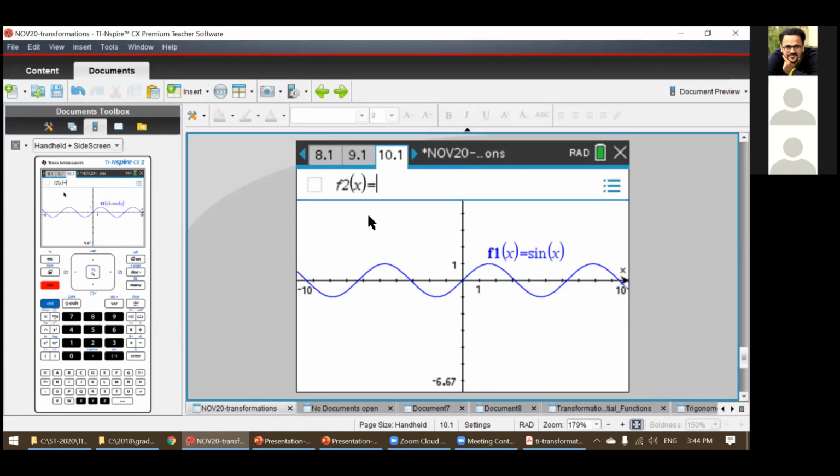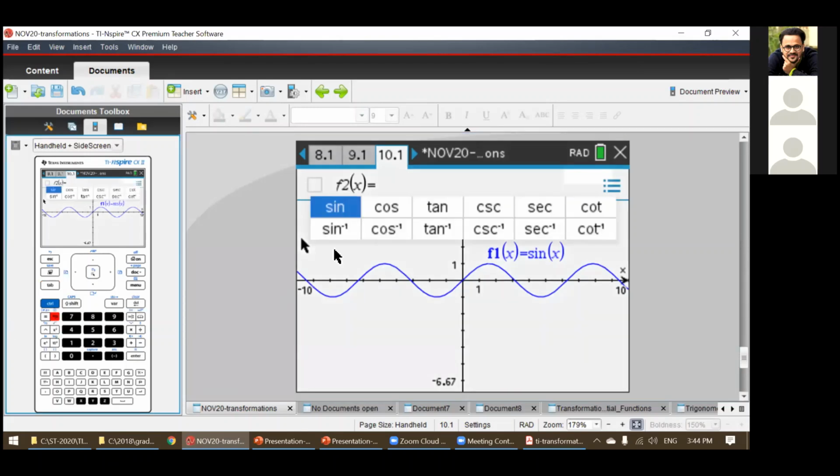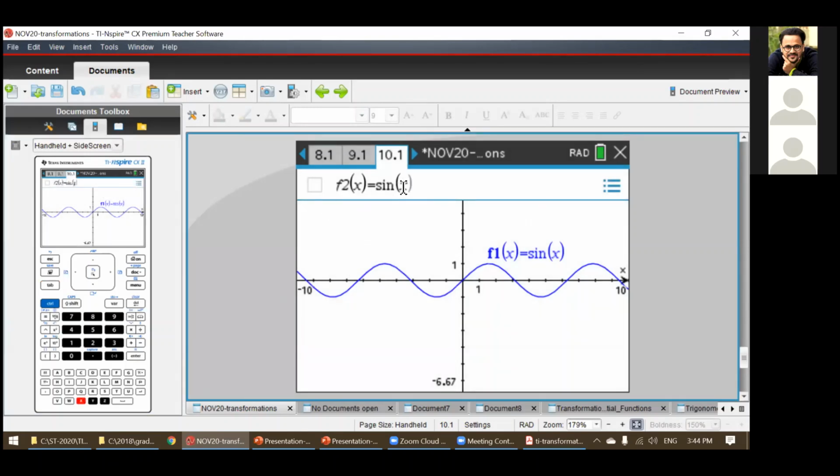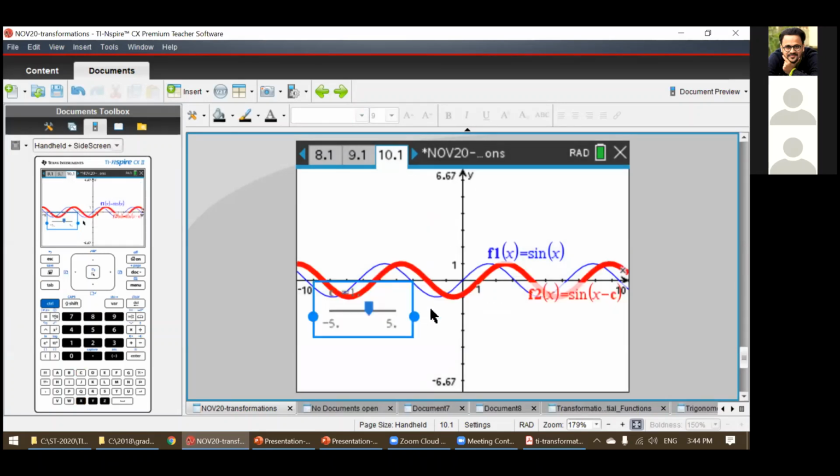So go ahead and again use the function here. It's the safest way to do it, minus c, let's say, and you can put in a slider for that. Now c is already taking the value 1, and therefore you can see that the blue graph is towards the right, or the red graph is towards the left of the blue graph, right?